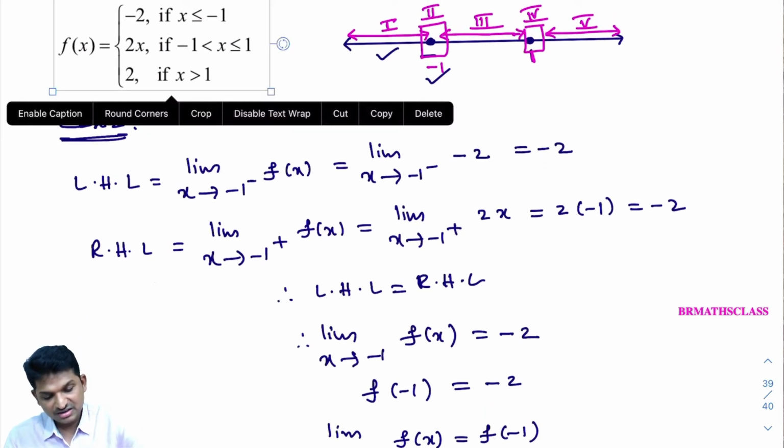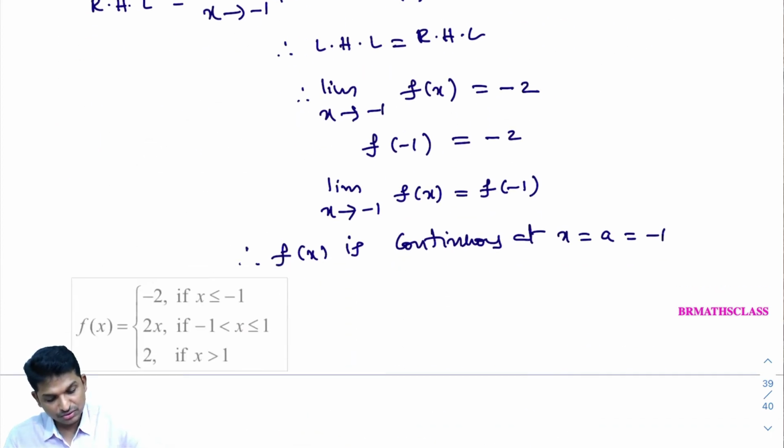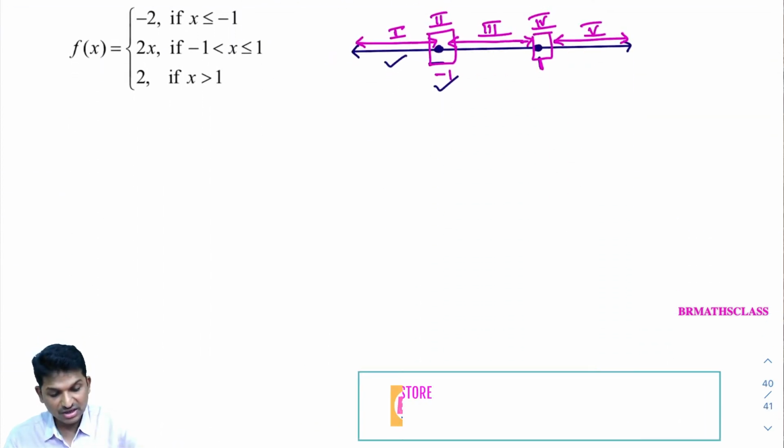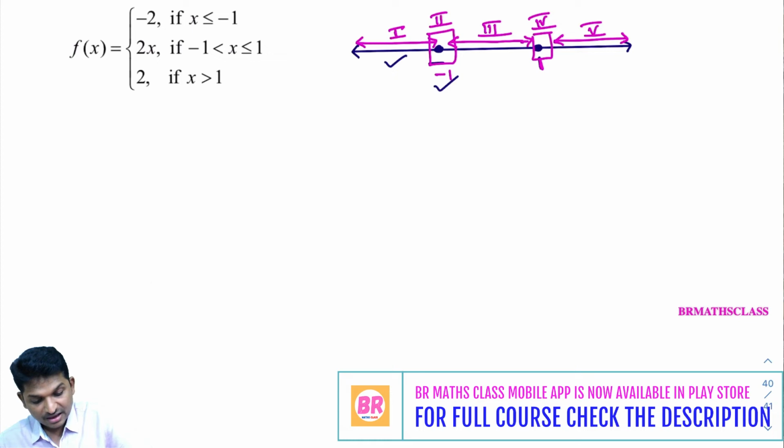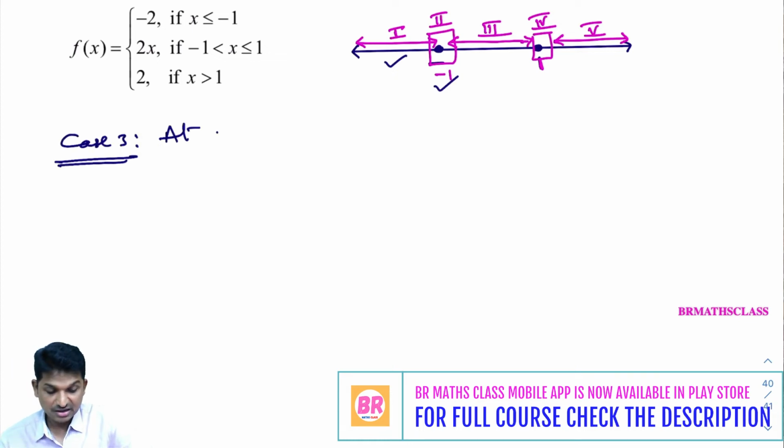For that, what are the things needed? We'll carry forward all those things. Okay, we are doing case 3. What is case 3? At x equal to a. What is a? A value is in between -1 and +1. I'll write here, what is a? -1 less than a less than 1.